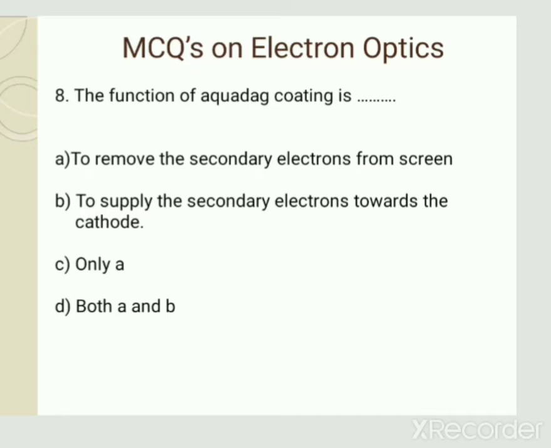So we can say that two functions are there. First is to remove the electrons from the screen, and second is to supply those electrons towards the cathode. So the correct answer is option A and option B. So option D is correct because the answer is both A and B.